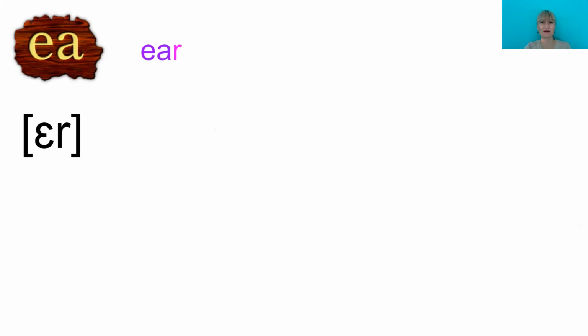So when we have letter R around, we know that that's a bossy R or controlling R.